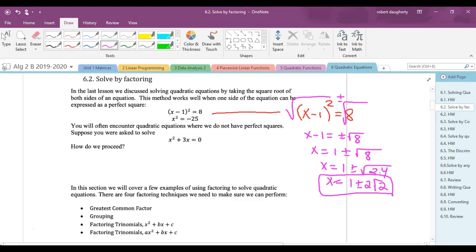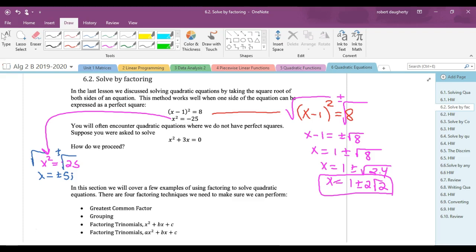If you see x squared equal minus 25, I've got something squared all by itself. I solved that problem by taking the square root of both sides. Plus or minus, what's the answer? Yeah, plus or minus 5i is the answer for that one, okay?